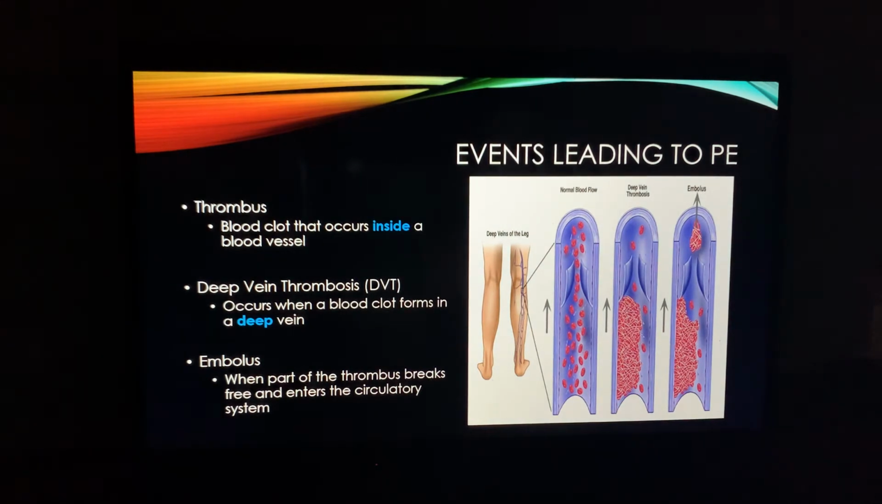A thrombus is a blood clot that occurs inside a blood vessel. A deep vein thrombosis, or DVT, occurs when a blood clot forms in a deep vein. An embolus is when part of the thrombus breaks free and enters the circulatory system. So the picture on the left, you can see normal blood flow in the leg. The middle picture shows a deep vein thrombosis, so you can see that clot forming on the side. And then in the last picture, you can see the embolus breaking free.